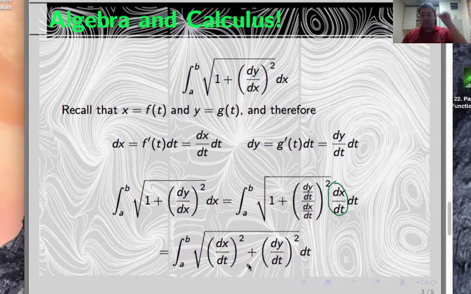And so we're going to be left with the square root of (dx/dt) squared plus (dy/dt) squared. So this is kind of cool because we can take the derivative of each of our components individually. My derivative of my x-coordinate, so f prime of t, my derivative of my y-coordinate, so g prime of t, square both of those derivatives, add them together, take a square root, and integrate from a to b, and that's how you're going to find the length of the curve.